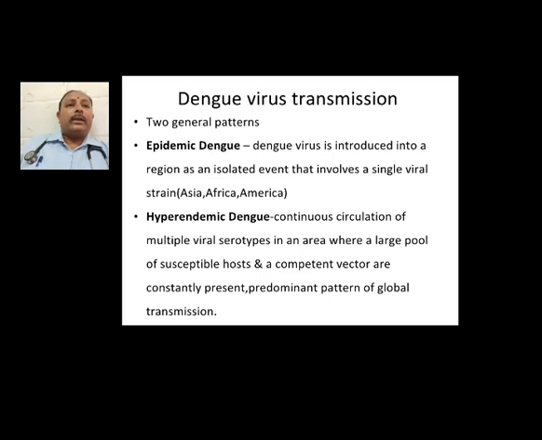And hyperendemic dengue transmission is a continuous circulation of multiple viral serotypes, as we have seen, DEN 1, 2, 3, 4. So these are the multiple serotypes, in an area where a large pool of susceptible hosts and a competent vector are constantly present. It is the predominant pattern of global transmission.